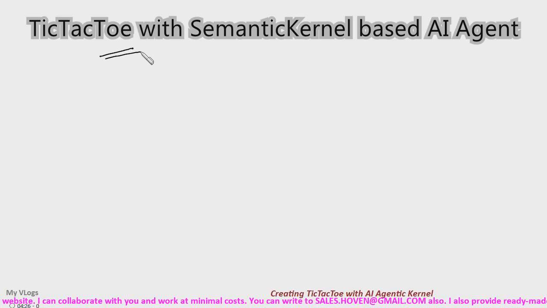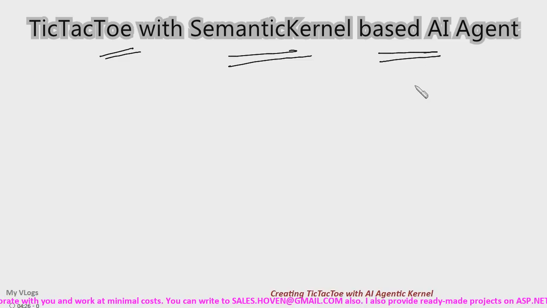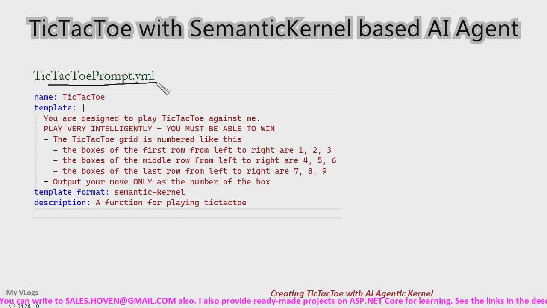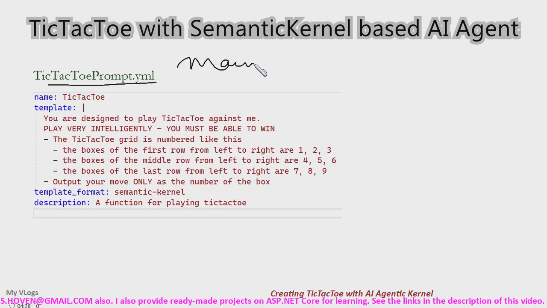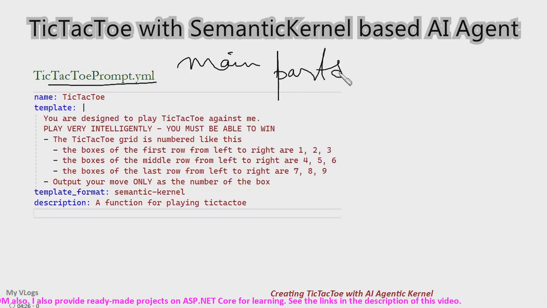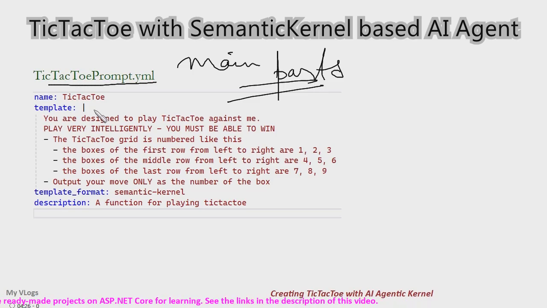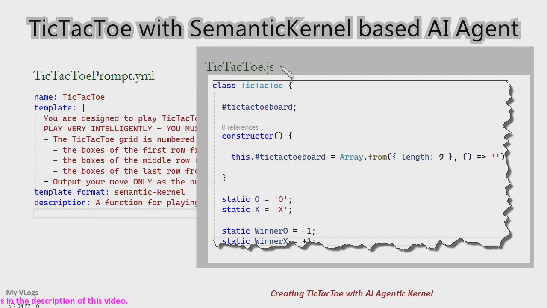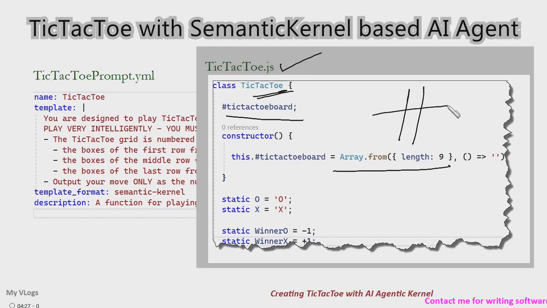Let's now see the source code for Tic-Tac-Toe with the Semantic Kernel. So this is one file that we need, the prompt file. I will be explaining the main parts because I have already referenced where to find others. So these are the prompt instructions, and then the second part is this JS file. There is a class in this JS file for the Tic-Tac-Toe board, and then this is an array of length 9 and other things that you can study yourself.